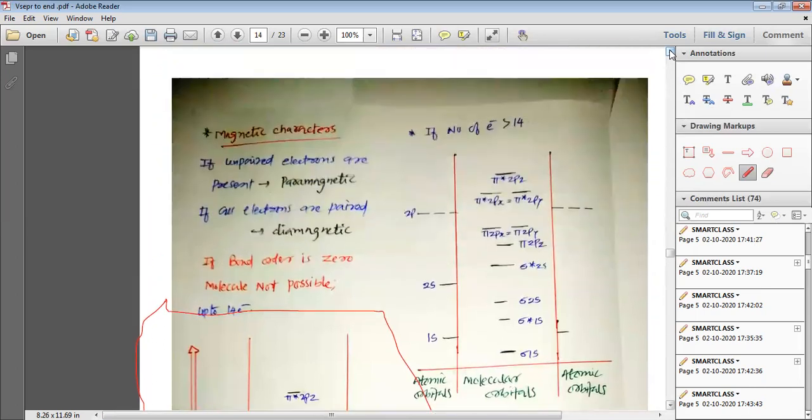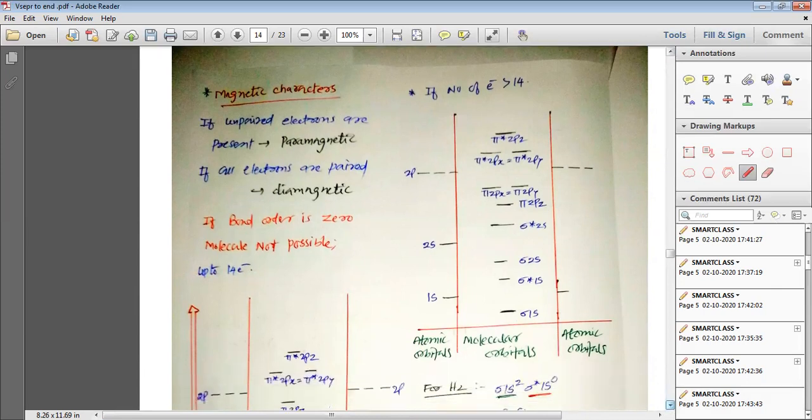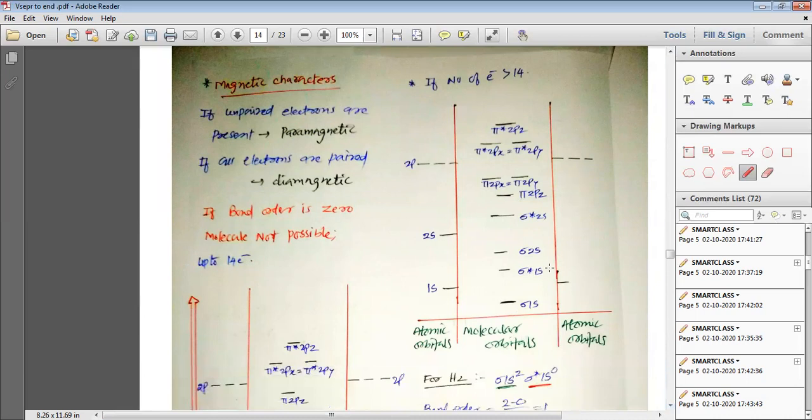Now suppose the total number of electrons present in the molecule is more than 14. In this case, let us see how the electrons are filled into the molecular orbitals in increasing order of energy. You can see here there is a slight change.